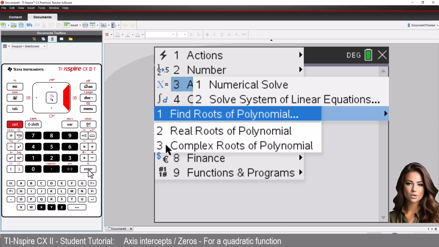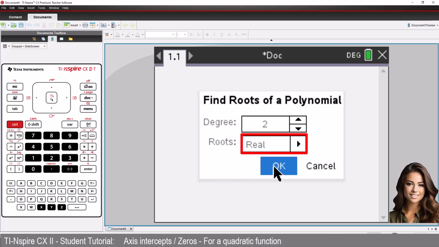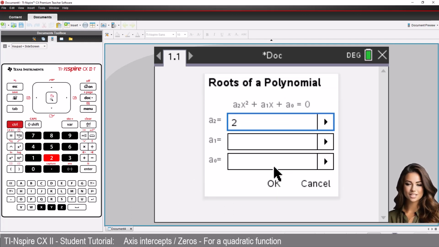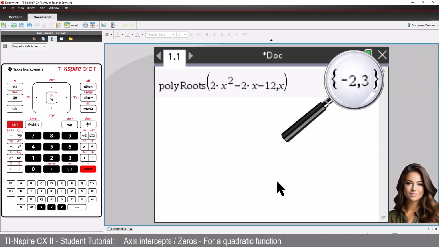A parabola or quadratic is a polynomial of degree 2. I'm looking for real roots, so I can just press Enter. Enter the coefficients, then press Enter. The command is pasted to the calculator application. Press Enter to execute. Our quadratic has two zeros, one at x equals -2 and one at x equals 3.